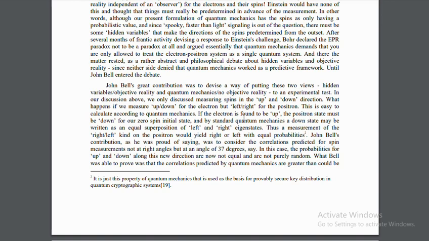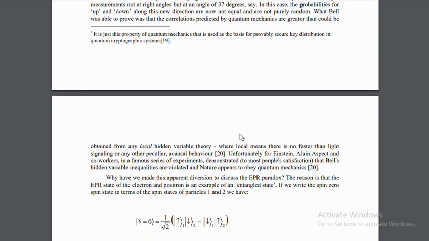If the electron is found to be up, the positron state must be down for our zero spin initial state, and by the standard quantum mechanics a down state can be written as an equal superposition of the left and right states. Thus the measurement of the right and left kind of positron will yield random results. So here is what is written, so you can read what John Bell has said. And let's move to the next topic.